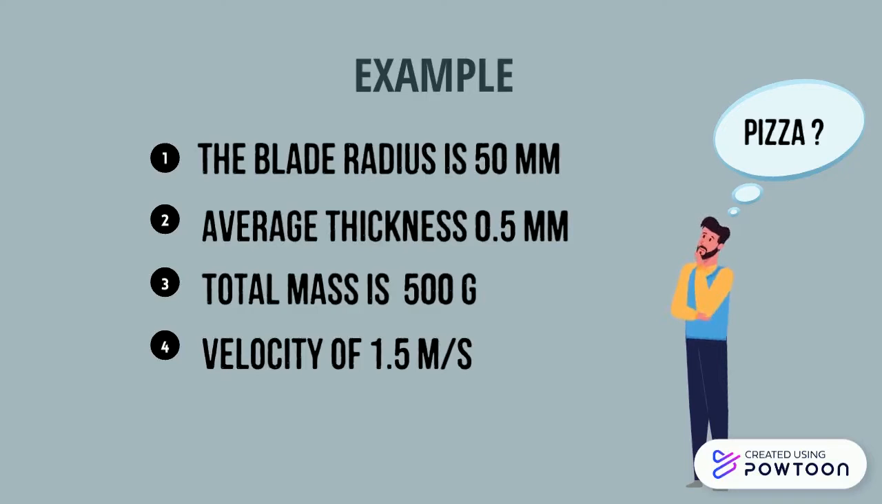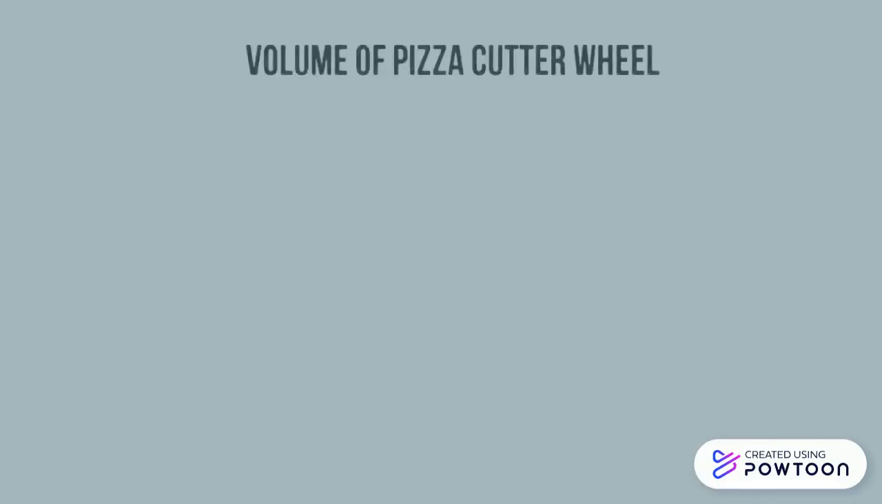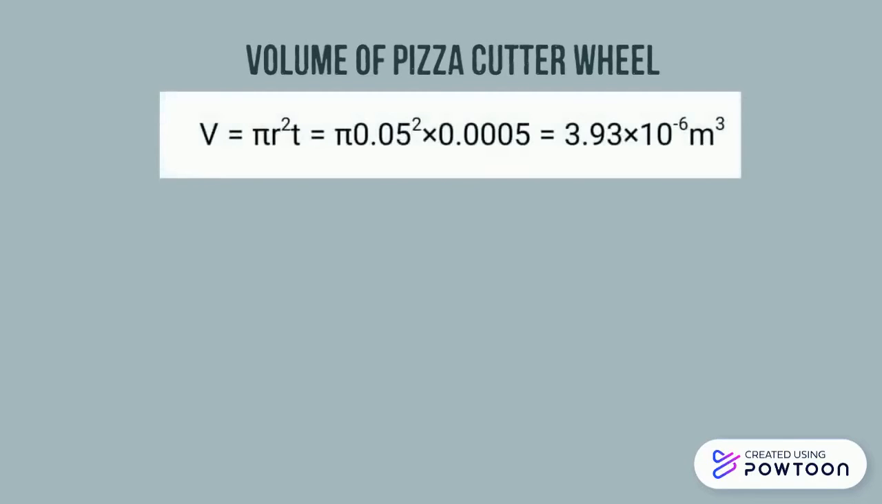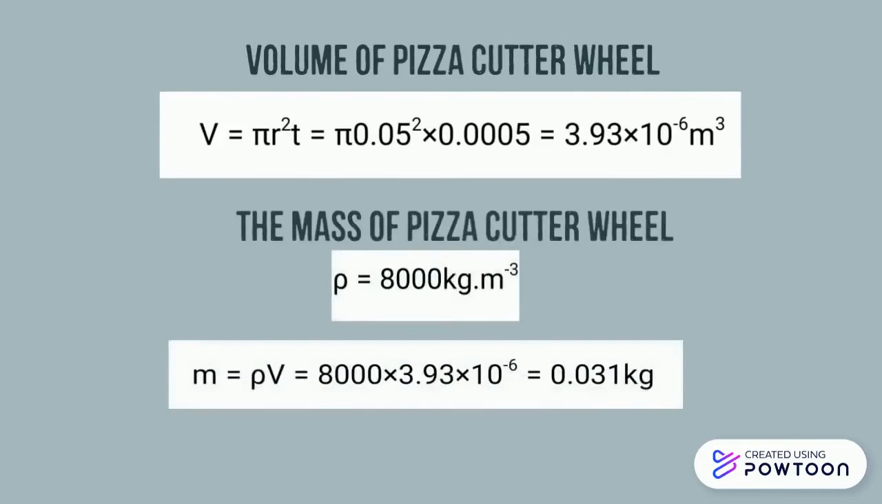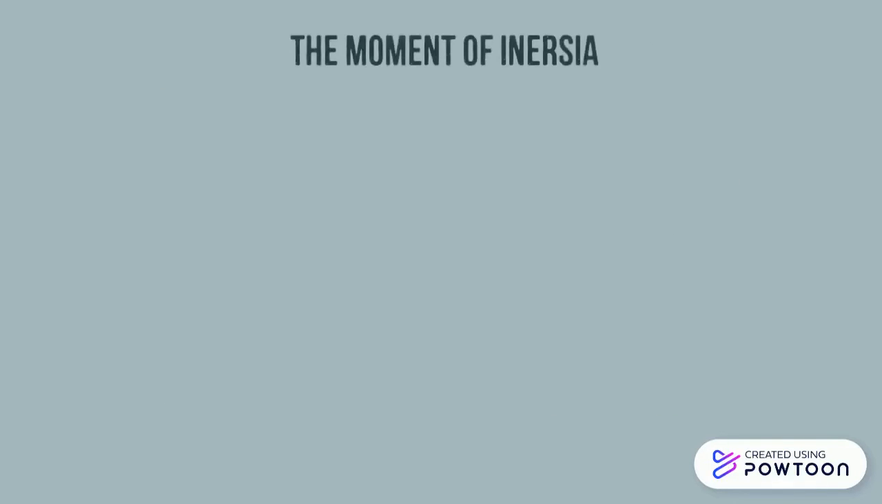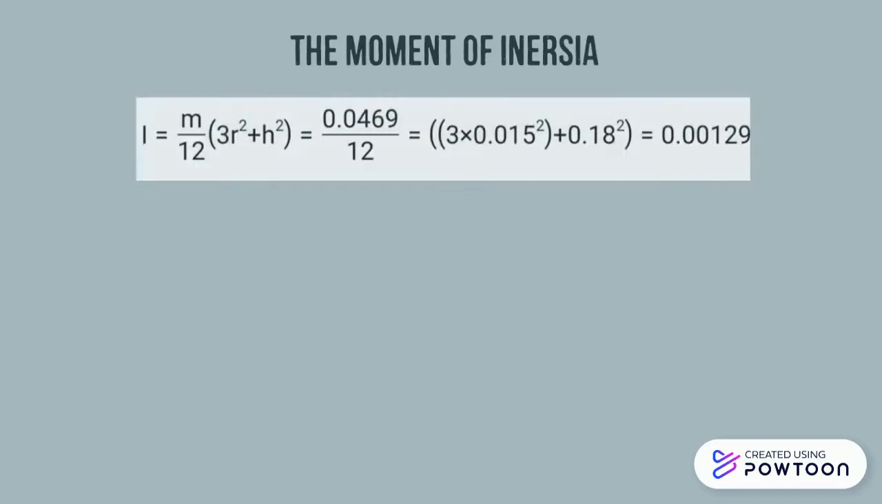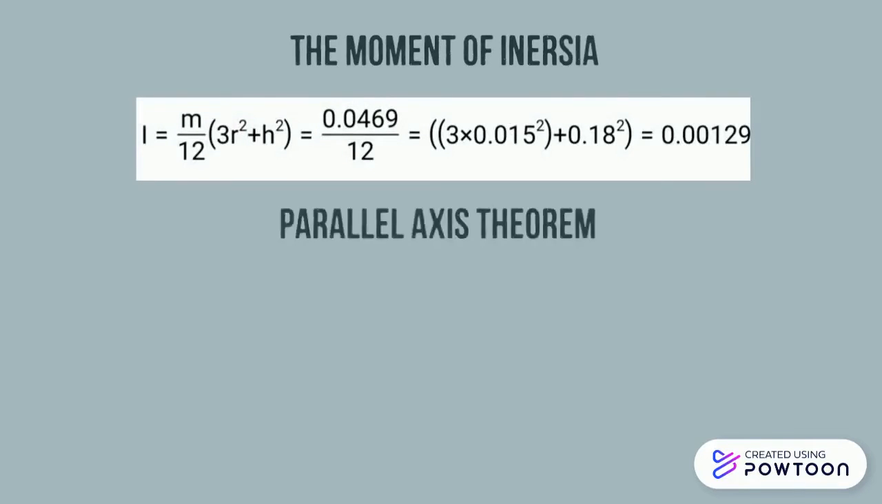meters per second. To calculate the kinetic energy, we have to find the volume of the pizza cutter wheel with this formula. After that, we have to find the mass of the pizza cutter wheel and the total mass with this formula. Then we have to find the moment of inertia. We use this formula to get the moment of inertia and the parallel axis theorem.